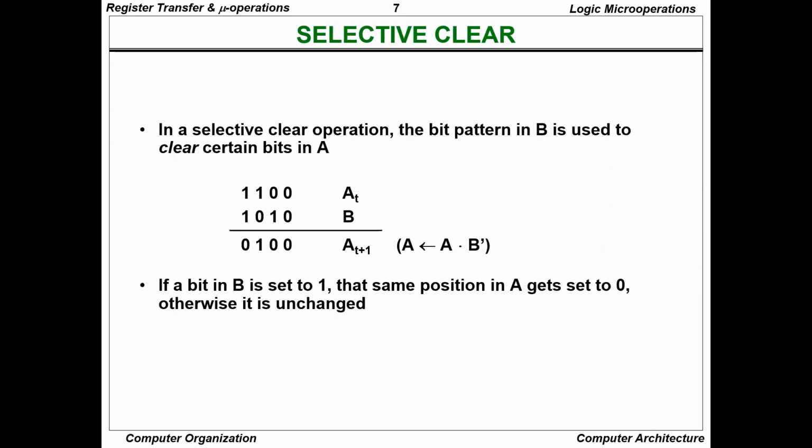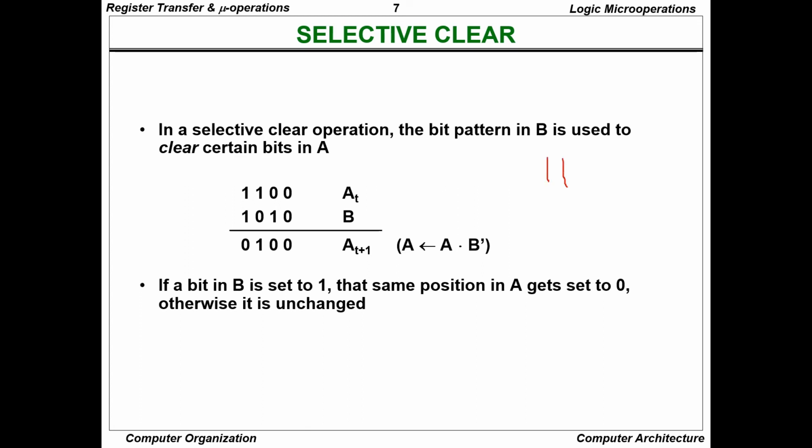And the third one is selective clear. In a selective clear operation, the bit pattern in B is used to clear certain bits in A. The name itself says it: selective clear. So what bits are we going to select and what bits are going to be cleared? The second point here: if a bit in B is set to 1, that same position in A gets set to 0. Otherwise it is unchanged. So the matter is very clear here.